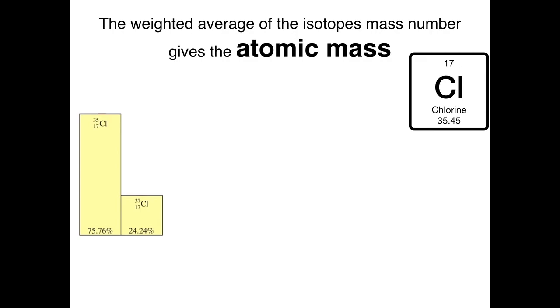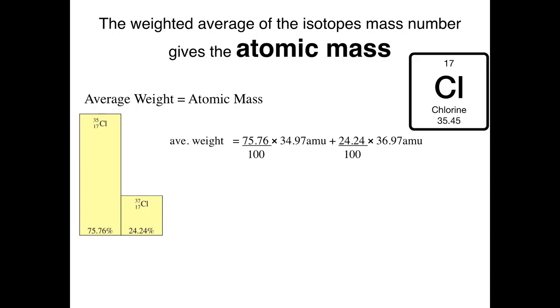It turns out chlorine has 2 main isotopes, chlorine-35 and chlorine-37. Chlorine-35 exists 75.76% of the time, whereas chlorine-37 exists 24.24% of the time. To get its atomic mass, we need to get the average weight. And to calculate the average weight, we can use the formula mentioned in the previous slide.